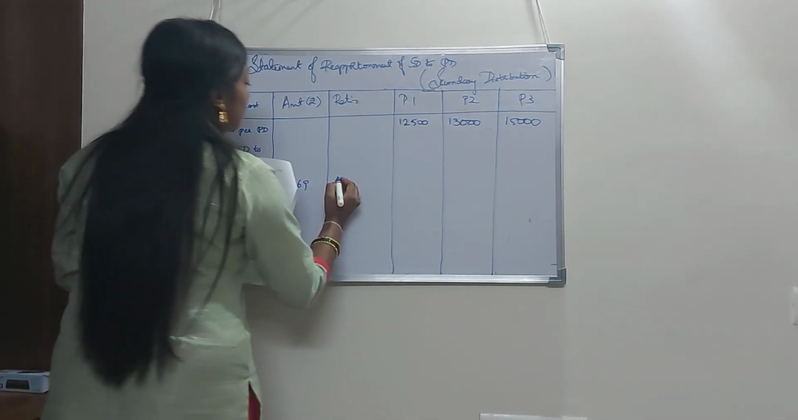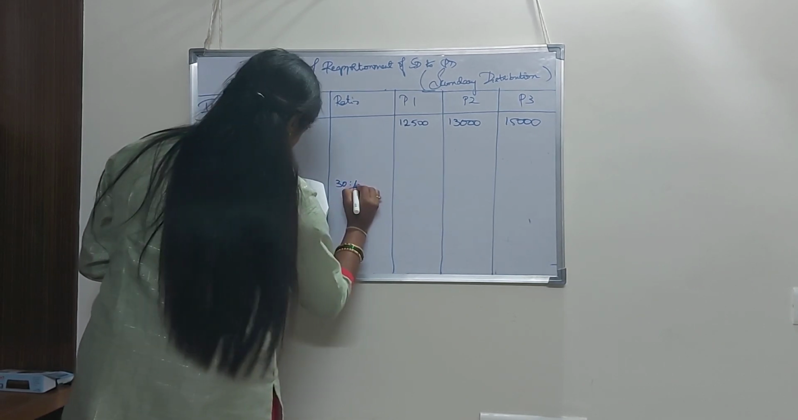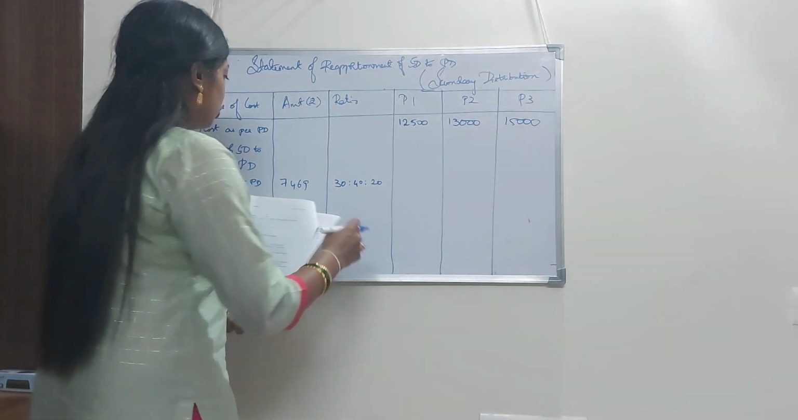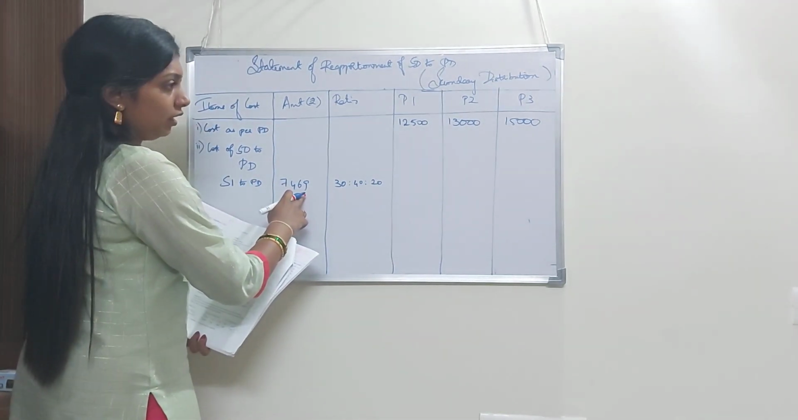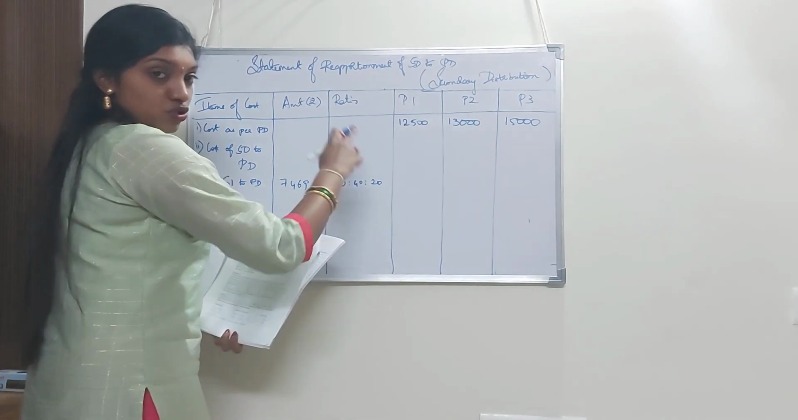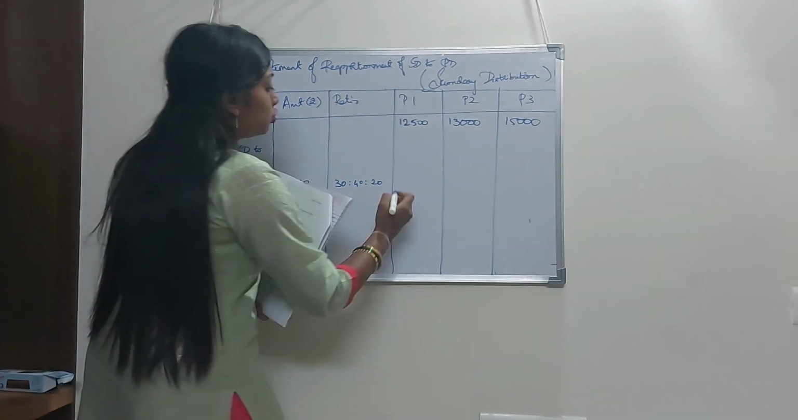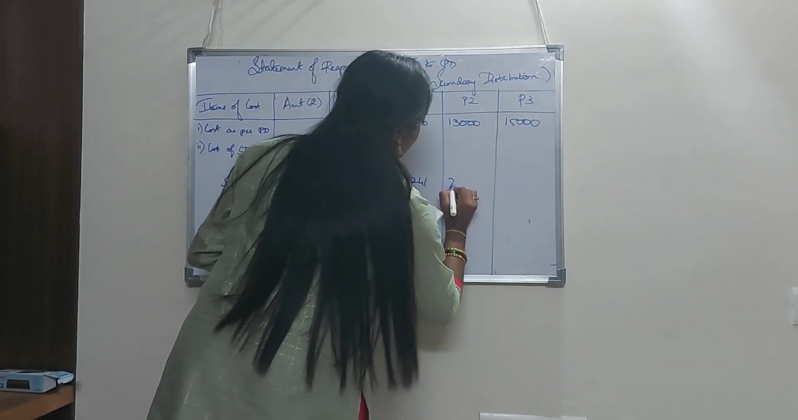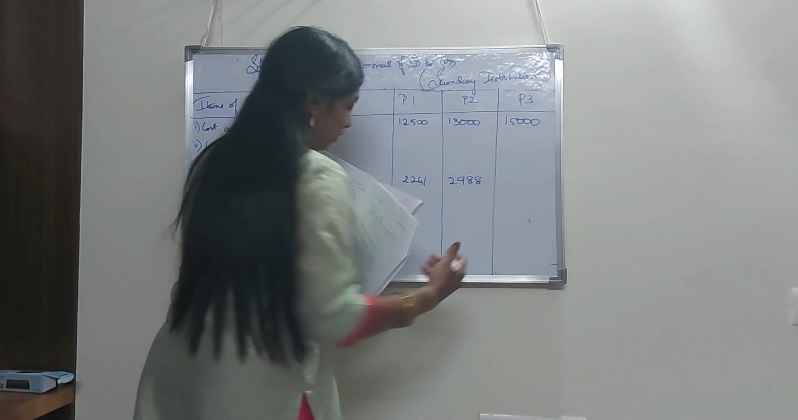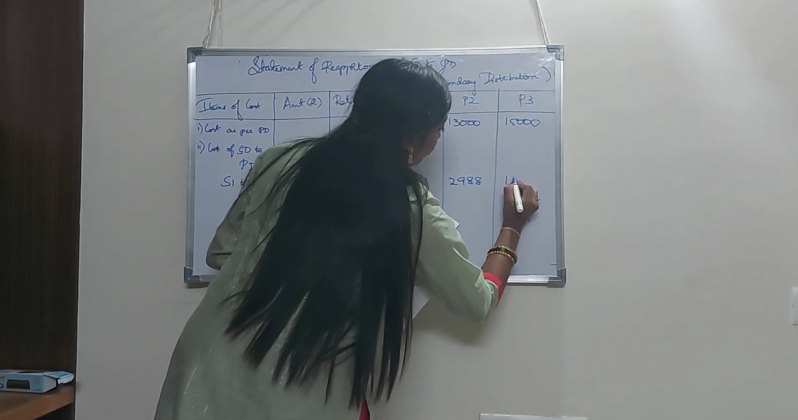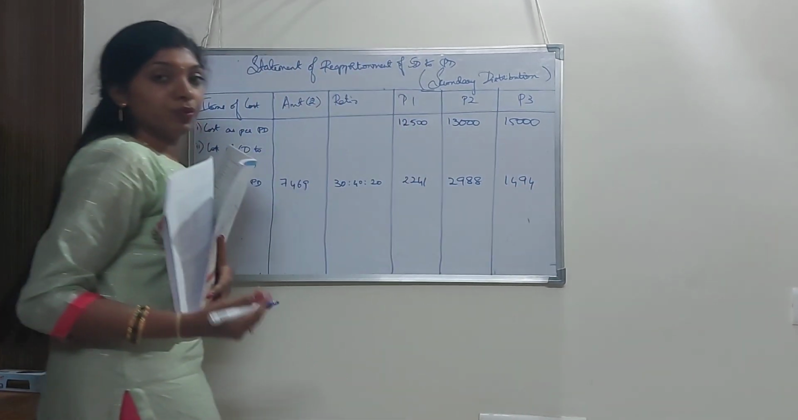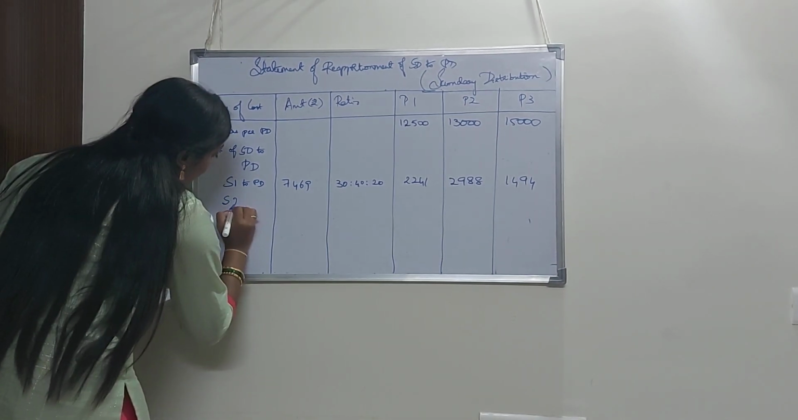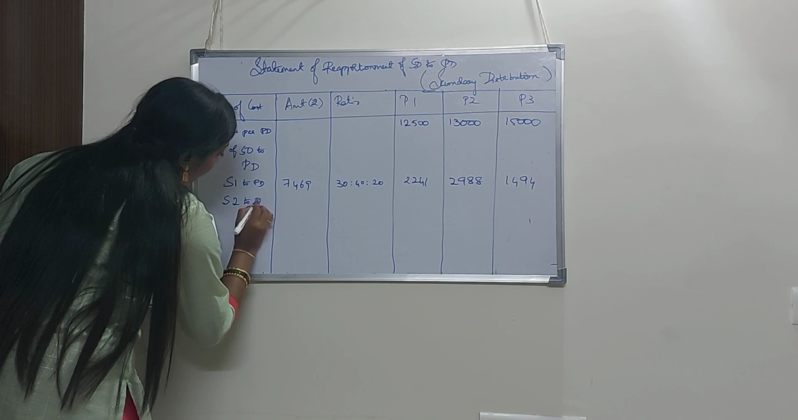So you can directly take it as 30:40:20. Now if we distribute 7469 in the ratio of 30:40:20, it would be 2241, then 2988, then 1494, right? And next we are going to reapportion service department S2 to production department.